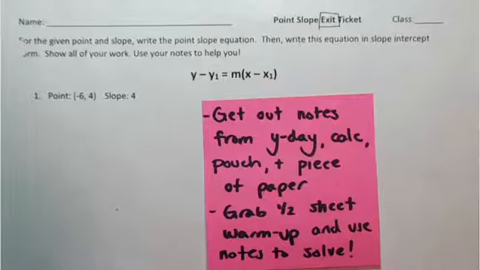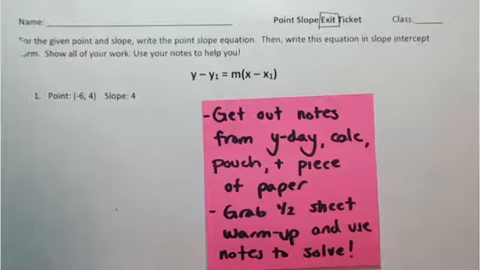Hey guys, for your warm-up today, you were supposed to grab this half sheet off of my table. It says point slope exit ticket at the top. We were supposed to do it at the end of class yesterday but ran out of time. So I want you to do this for your warm-up. You should have your notes out from yesterday, your calculator, your pouch, and a piece of paper for the assignment that you'll be doing after this.